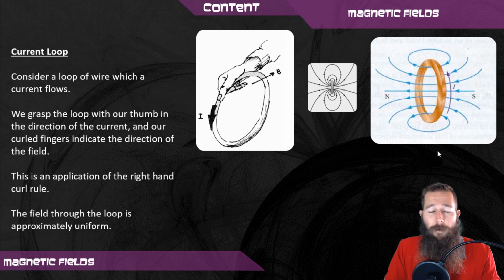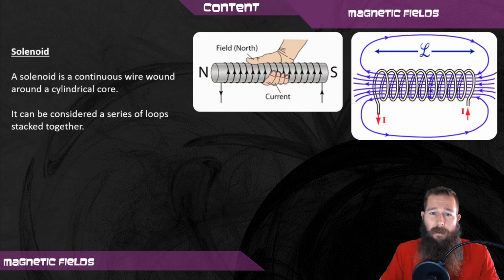If we grab the loop with our right hand, our fingers will actually be within the loop, and the direction of our fingers will point in the direction of the magnetic field lines. Also important to note here that within this loop, the magnetic field lines are uniformly spaced, meaning it's a uniform magnetic field. Another situation we'll look at is that of a solenoid.